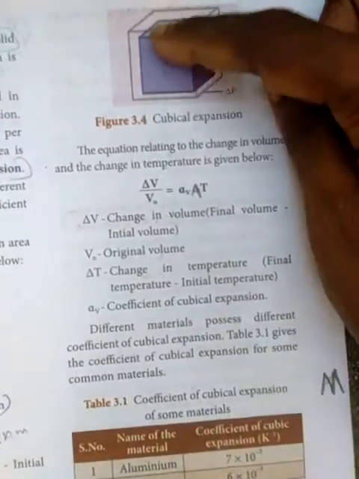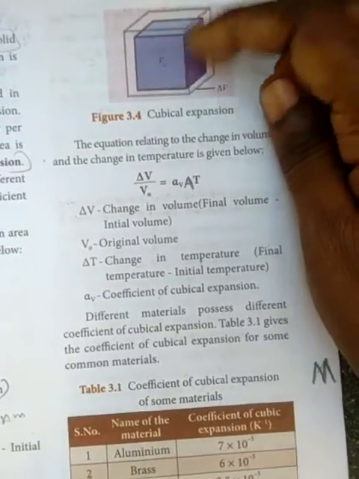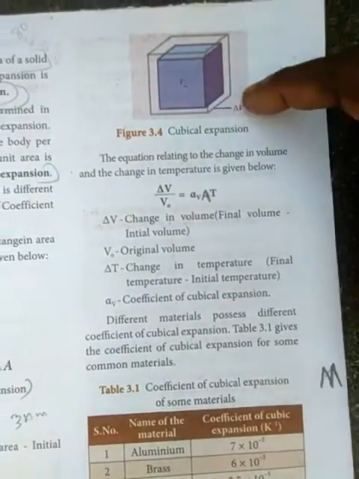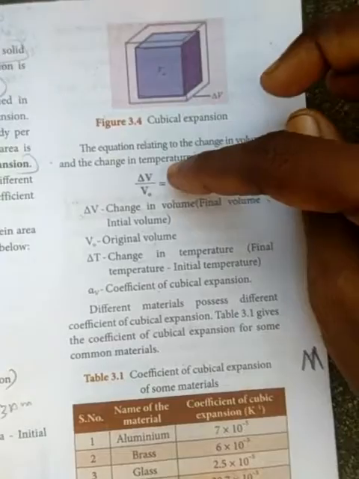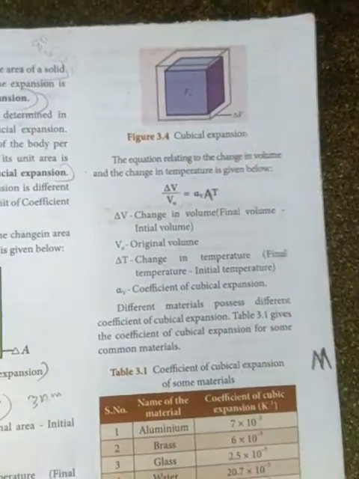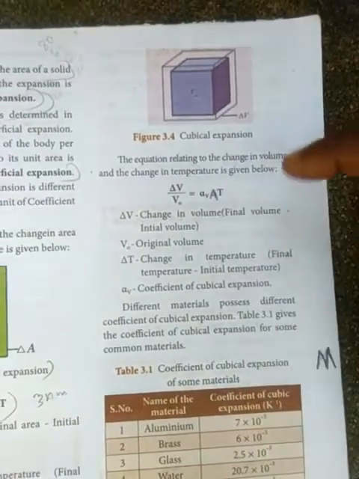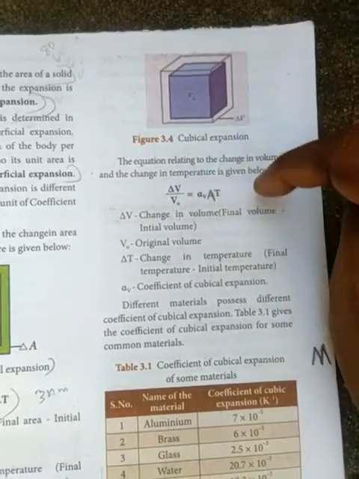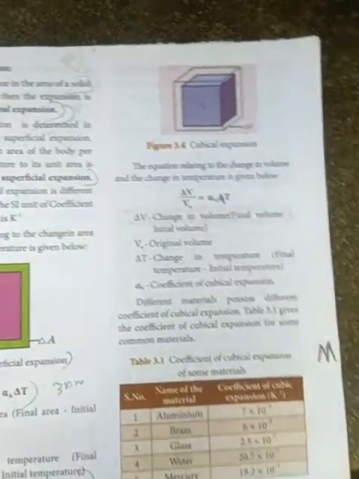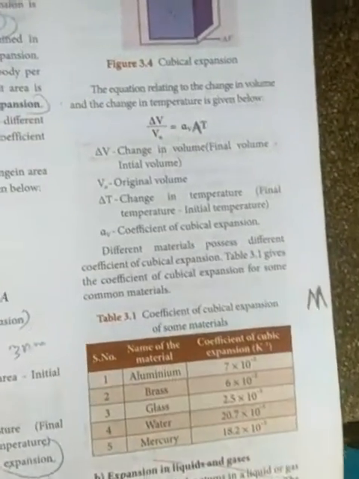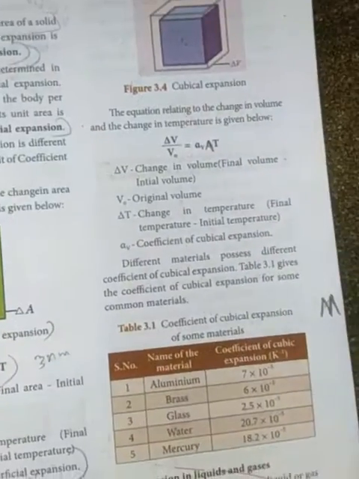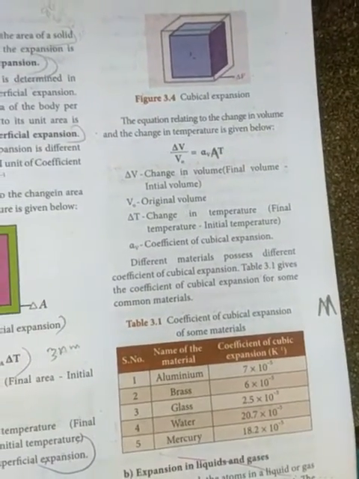Now the formula. V naught is the original volume. Whenever you heat the body, the volume increases by del V. So the formula is del V by V naught equals alpha V del T. Different materials possess different coefficients of cubical expansion, which are given here in the box.